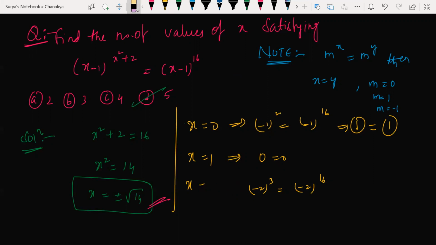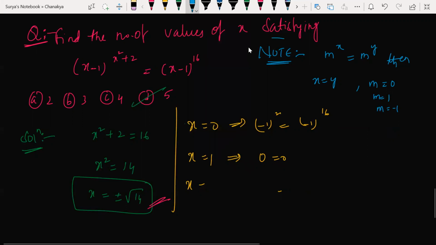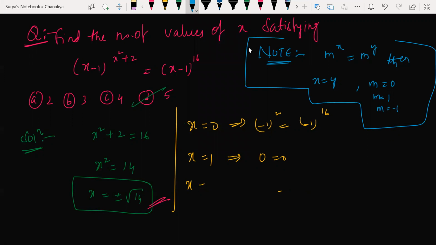I'll just tell you one simple story here. One second. Everyone write this note. Then m is equal to 0, m is equal to 1, m is equal to minus 1, right? M is equal to 1, m is equal to minus 1. All right. M is what here?